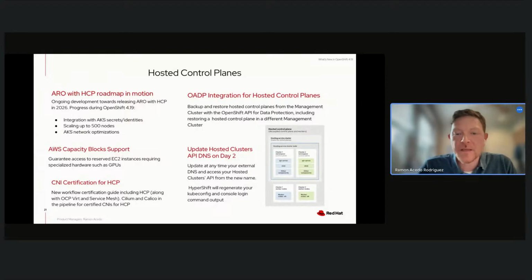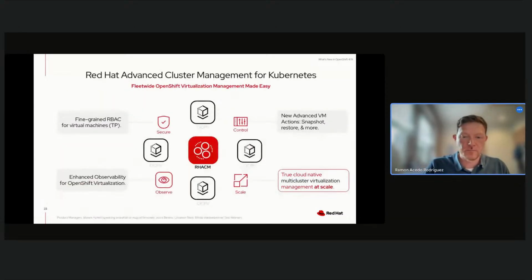And update hosted control planes API DNS on day 2. What is this? Well, you may want to update the DNS name to access your hosted clusters through the API. This happens on day 2. So in this release, now this is a possibility. If you decide that the DNS name to access your hosted clusters needs to change, now HyperShift will take care of it. Next slide, please.